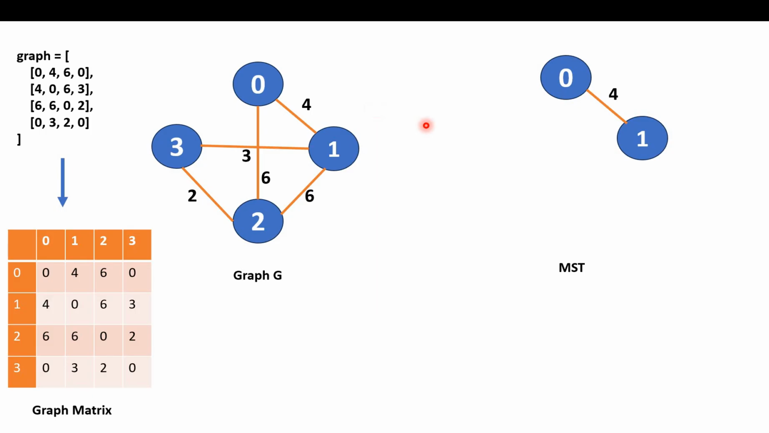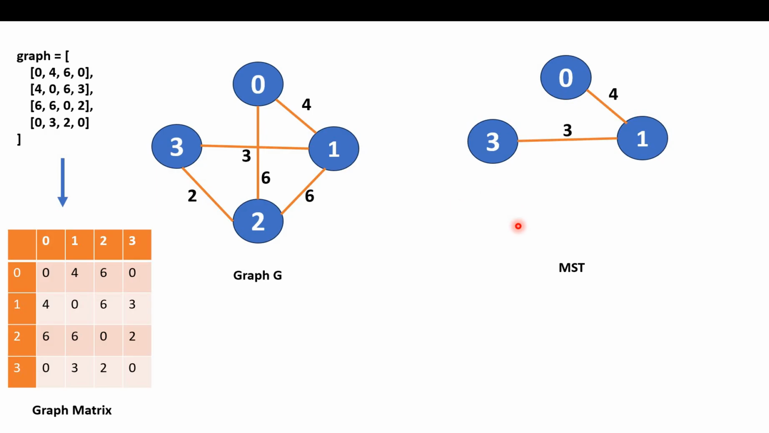Now you have visited 2 vertices, 0 and 1. So in the next step, you have to find the shortest path from 0 and 1. See here, from 0 there is only one edge, weight is 6, and from 1 there are 2 edges. The first edge weight is 3 and the other edge weight is 6. So which one is minimum? 3, right? So next you have to visit vertex 3 with edge weight 3.